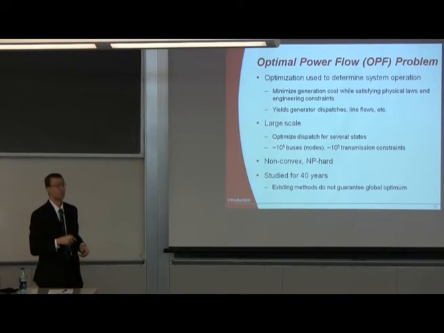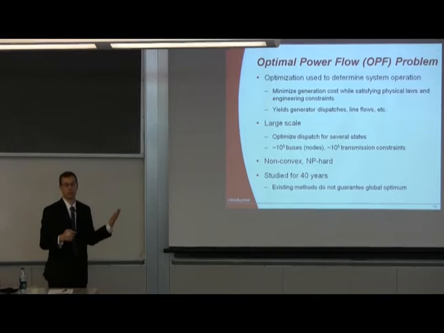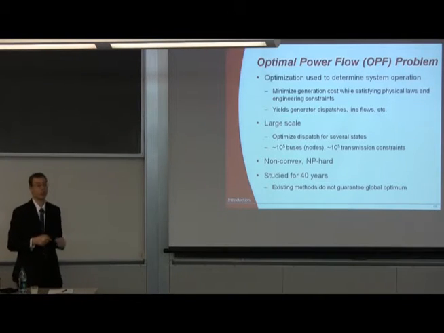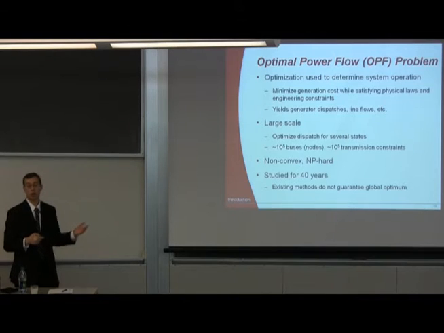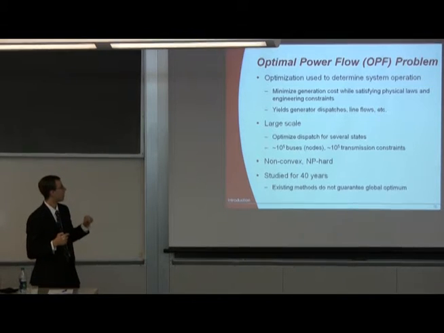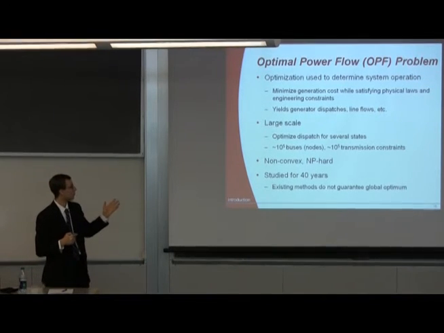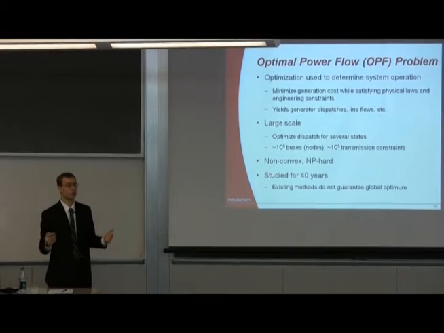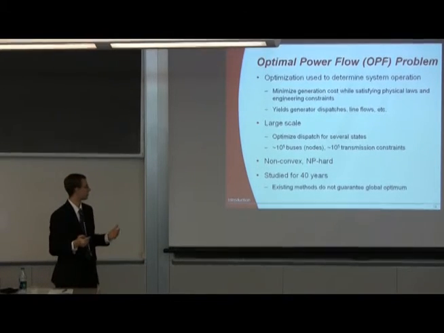What this problem does is it tries to minimize a cost, typically the cost to generate power, while satisfying both physical laws and engineering constraints. The physical laws are the power flow equations. The engineering constraints are making sure we don't melt our transmission lines. And the outputs of this problem are generator dispatches, line flows, potential control actions, those sort of things.